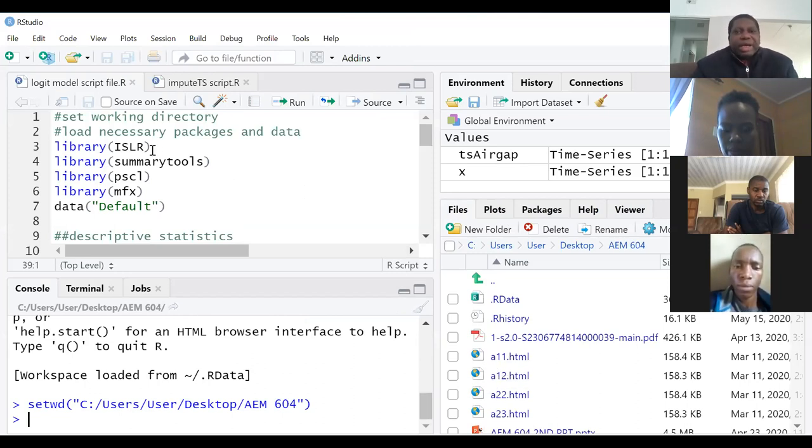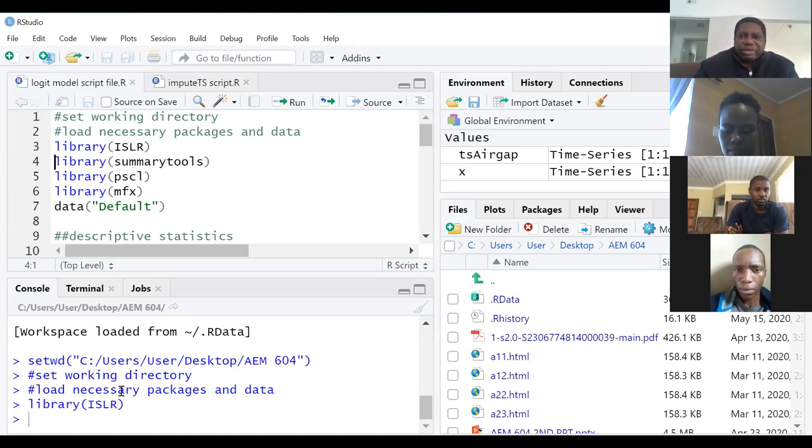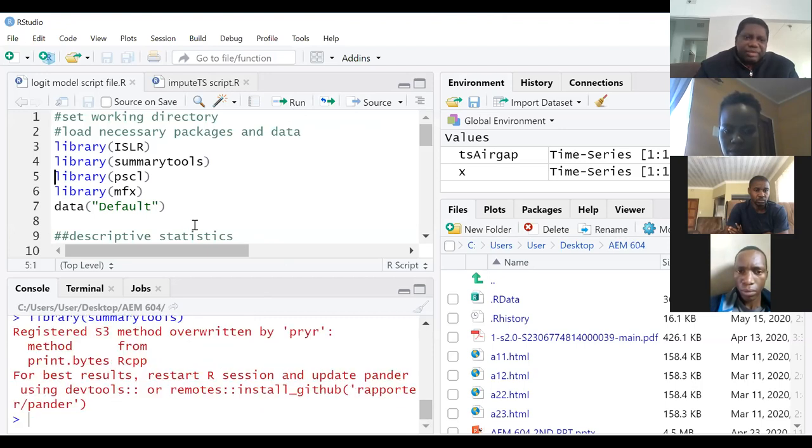Now we want to look at the necessary packages and the data we want to use. You have library ISLR, then you run. It's clear, it's okay. Library summary tools, for descriptive statistics, you run. That's all right.